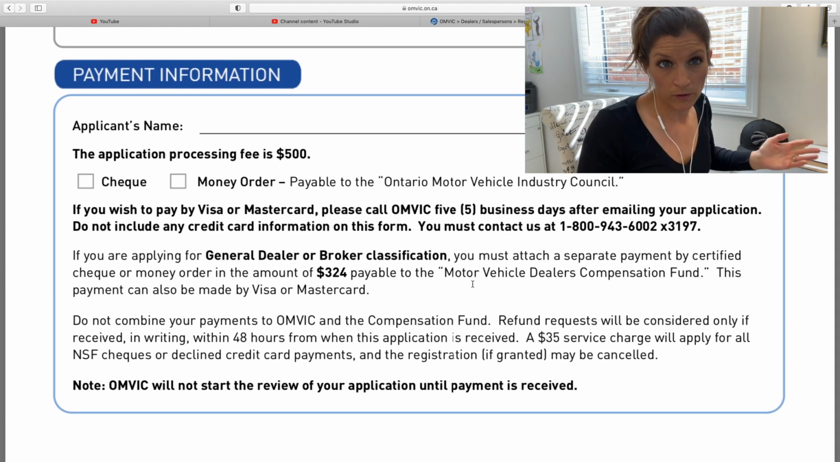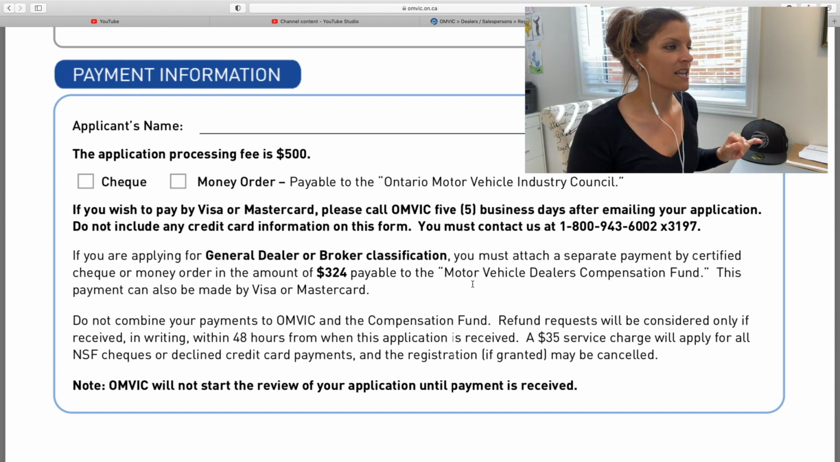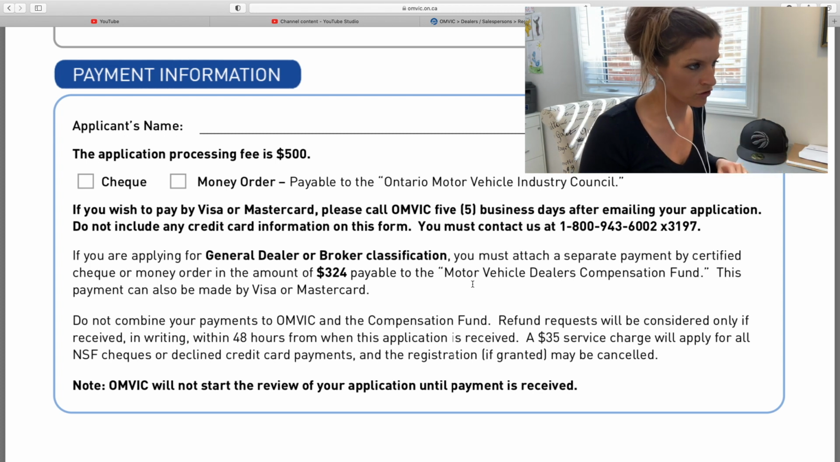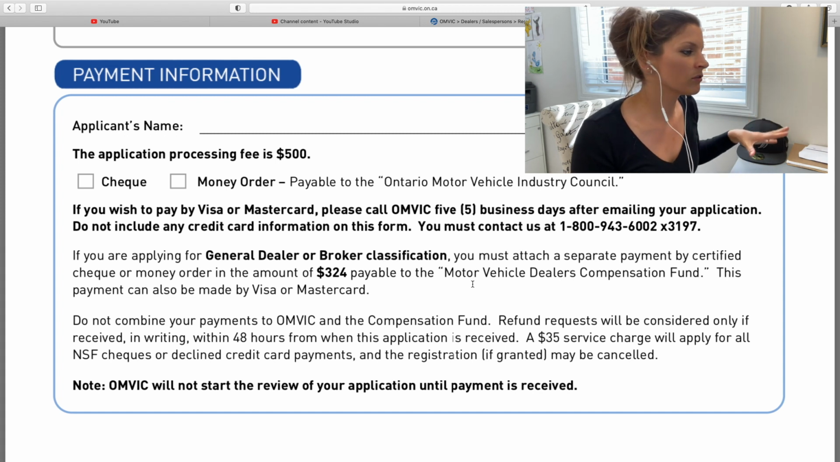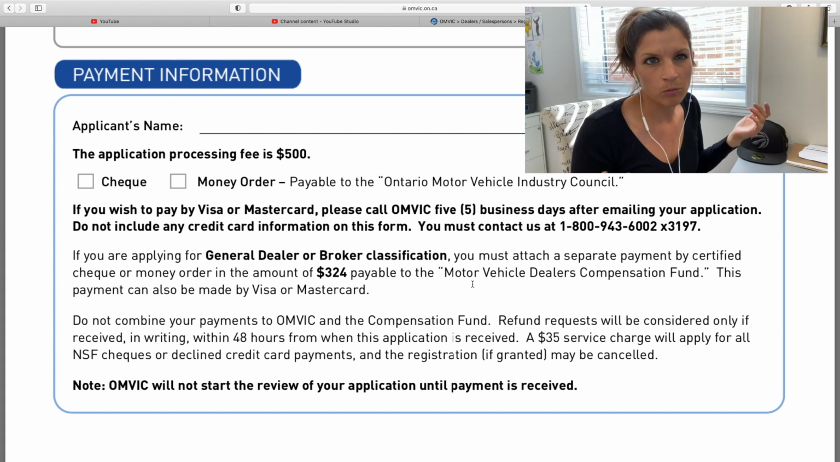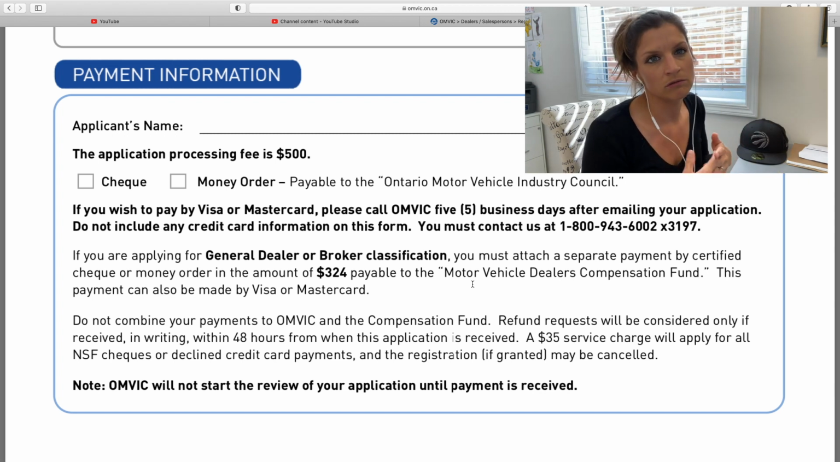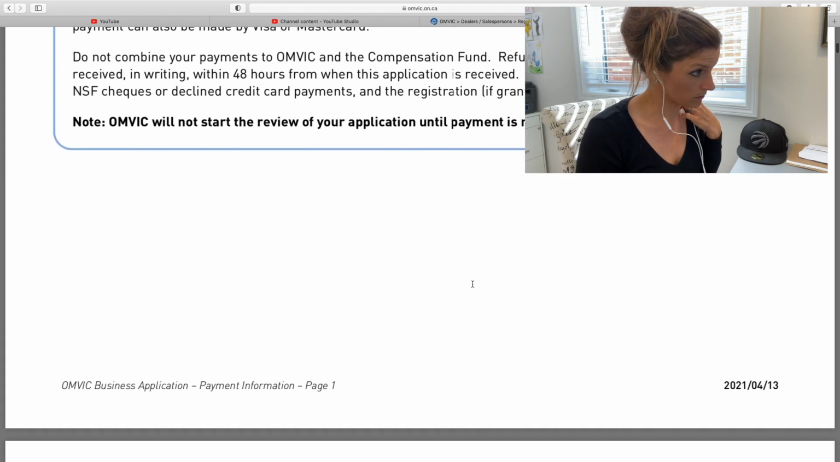Now, if you've already completed your OMVIC certification course, you'll have learned that the Motor Vehicle Dealers Compensation Fund is basically a fund that will rarely get used. It's really for the consumer. If you go bankrupt, or a customer takes you to court and you never pay them, the compensation fund will pay them. But almost 100% of the time, you will get customer complaints that are usually resolvable. Even if they go to OMVIC, OMVIC usually mediates some sort of resolution before it gets to that level. Anyways, that's what the $324 is for.